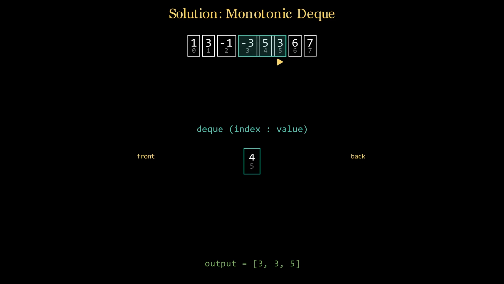Sixth element, value 3 at index 5. Value 3 is smaller than the back, so we push it to the back. Window max is 5, we add it to output. Seventh element, value 6 at index 6. Value 6 is greater than 3 and 5, so we pop them from the back. Then we push 6 to the back. Window max is 6, we add it to output.